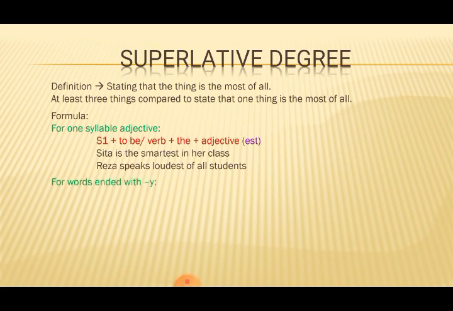The second formula is for words ended with y, untuk kata yang diakhiri dengan huruf y. And here is the formula. Kita menghilangkan huruf y dan menambahkan ist pada kata sifat. And here is the example.